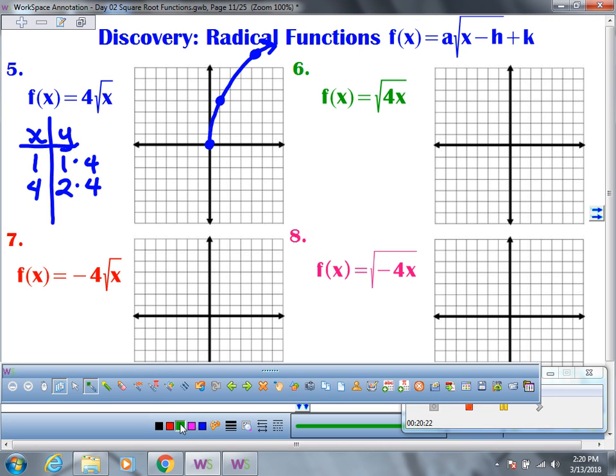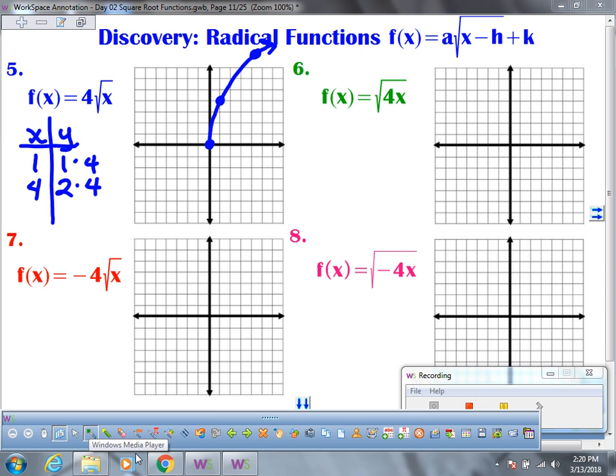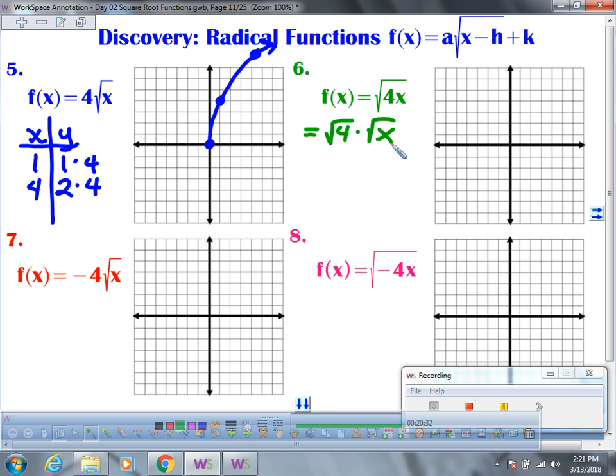The green one's a little different. The 4 is on the inside. So we could rewrite it as the square root of 4 times the square root of x, which is 2 root x. So now my stretch is only 2. So I'm still going to stay at 0, 0, but instead of going over 1, up 1, I'm going to double it. Over 1, up 2. Over 4, up 2. 1, 2, 3, 4. Instead of going up 2, I'm going to double it. I'm going to go 4. 1, 2, 3, 4.